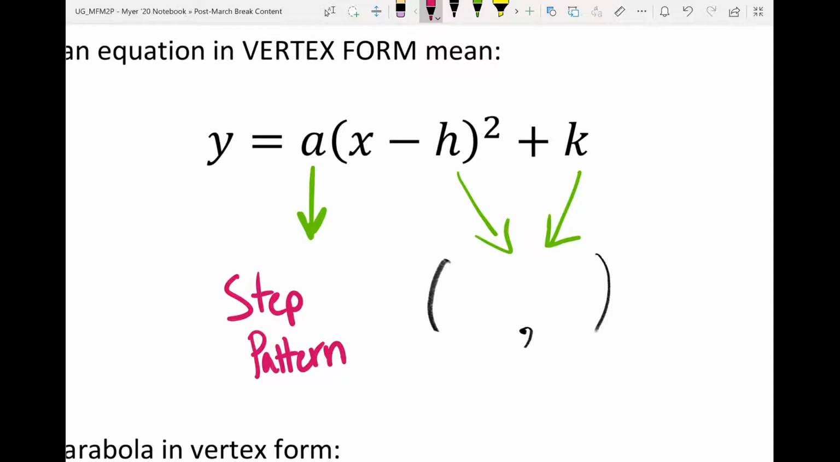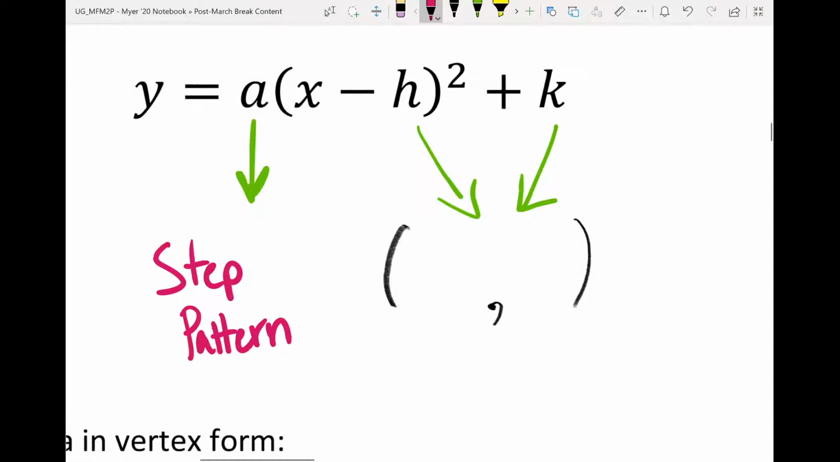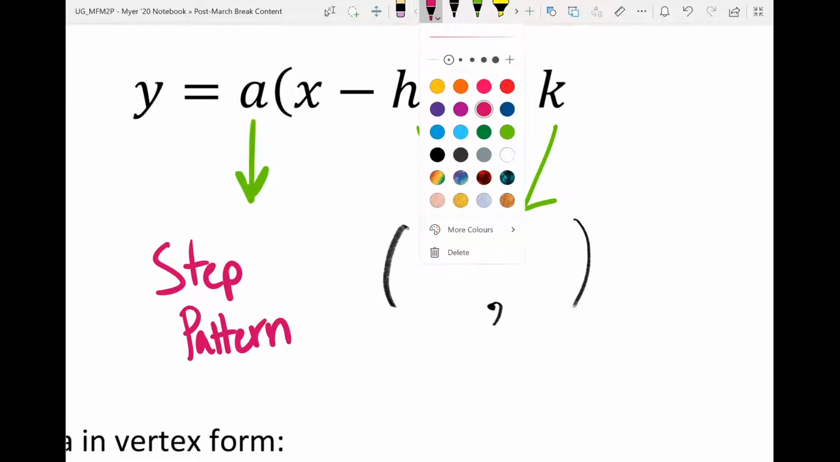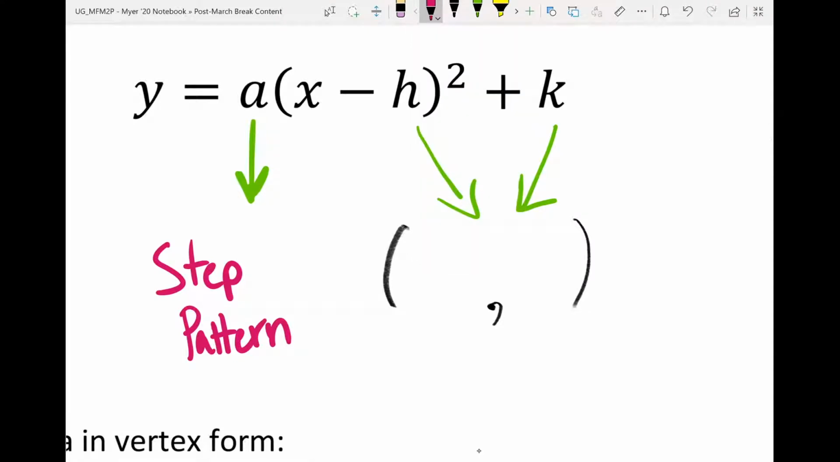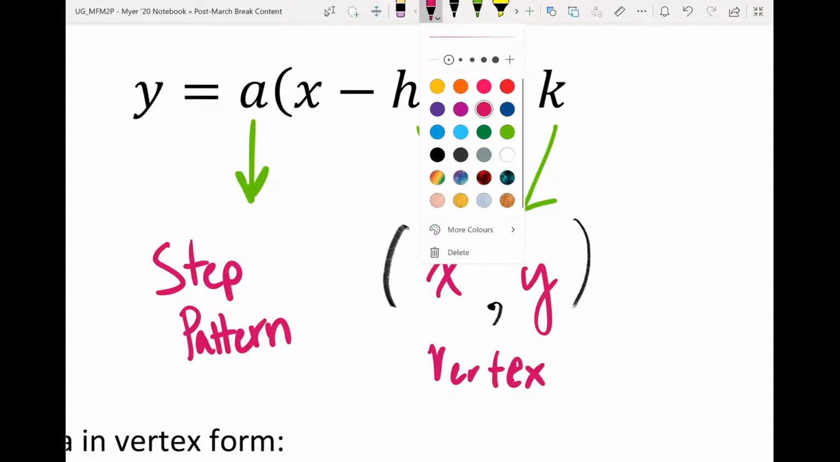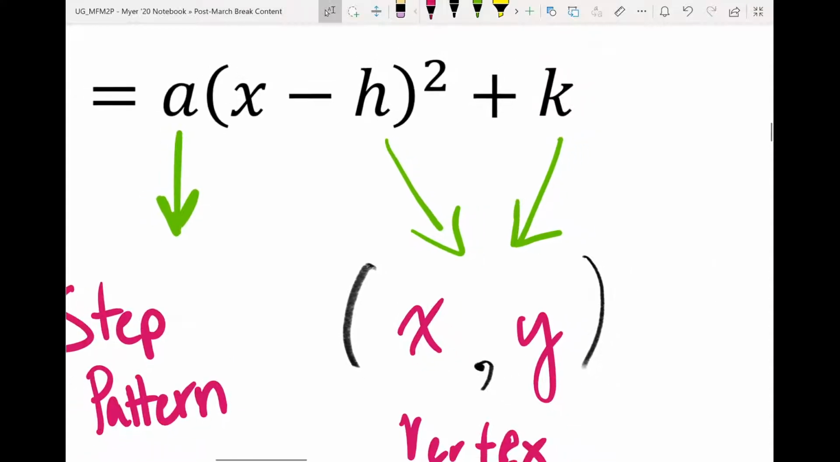And that's kind of the true case for anytime you see a trinomial, anytime the number that's attached to the x squared is the step pattern. And then the next part that we're concerned about is the coordinates for the vertex, which are right here. The x and y coordinates for the vertex of the parabola, right?